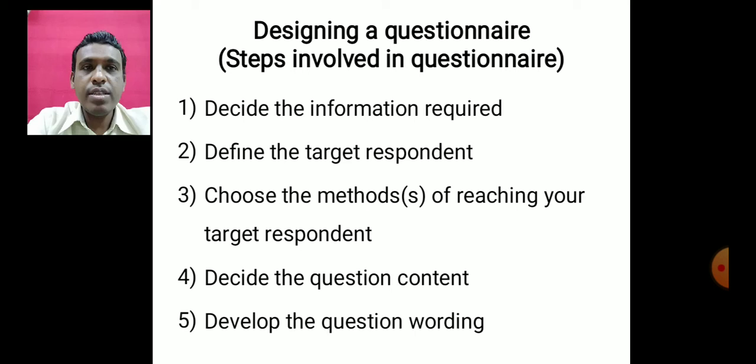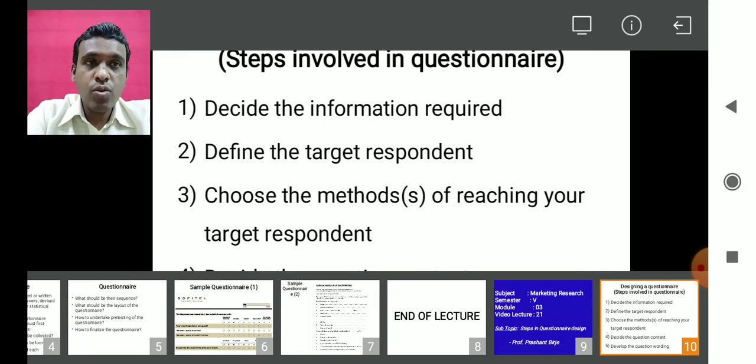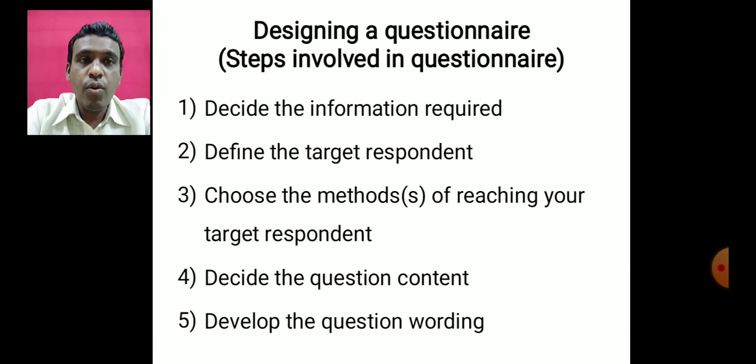The next step is to choose the method or methods of reaching your target respondents. Now you know what information has to be collected. You also know from whom this information has to be collected. So the next step is to choose the method of reaching the target respondents. Are you going to go door to door and ask them which brand of pressure cooker they are using? Is this what you are going to do?